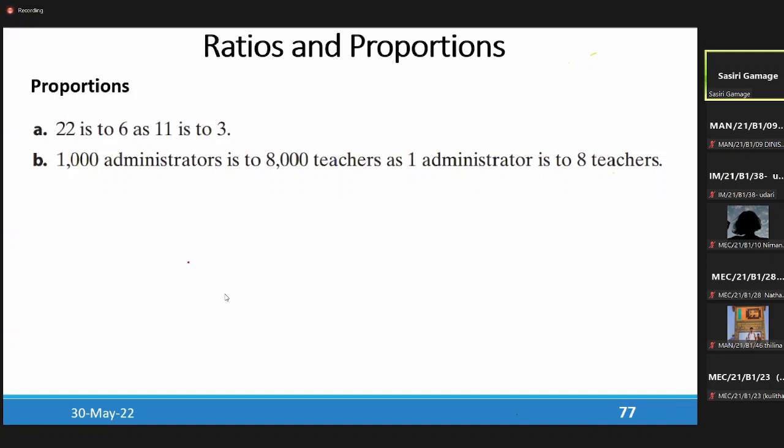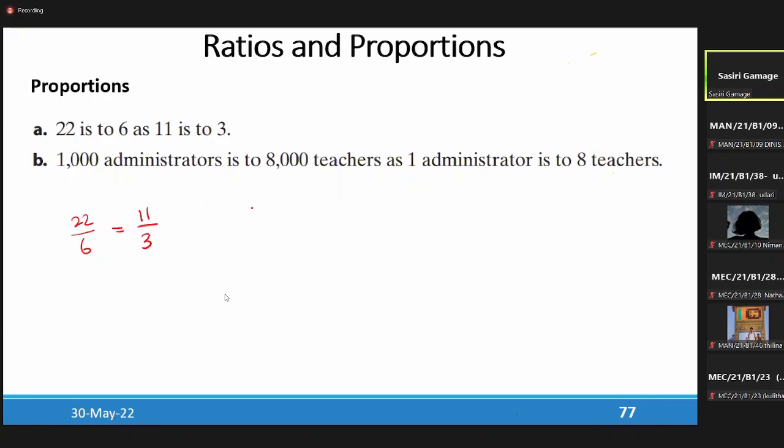Then 22:6 as 11:3. How can we write it? 22:6. That means 22 to 6. That is equal to 11/3. We can write it like this.